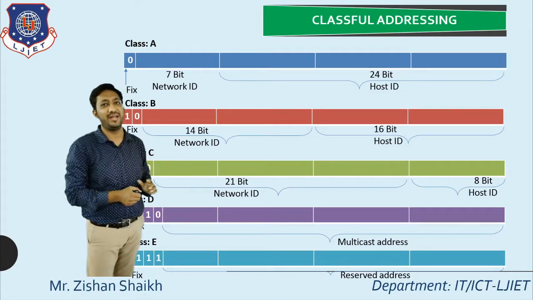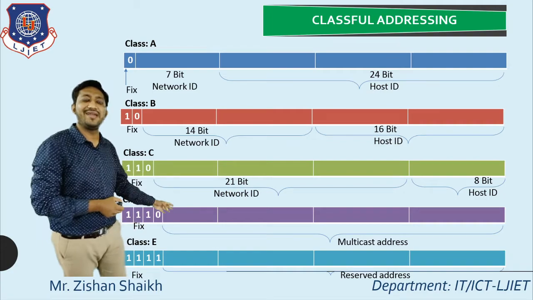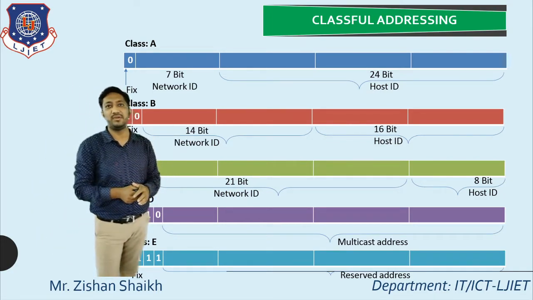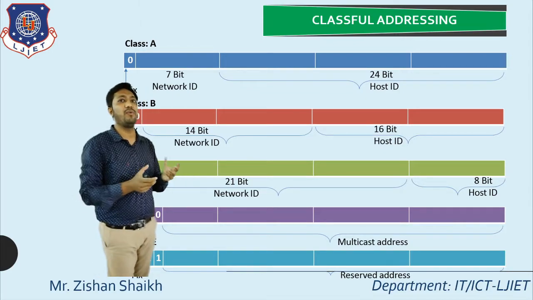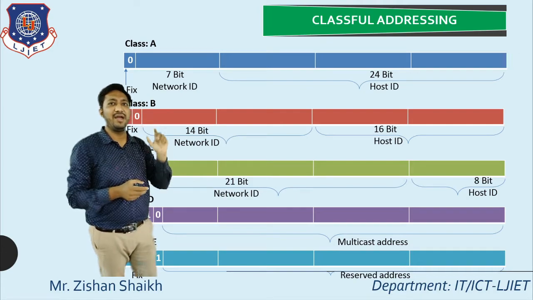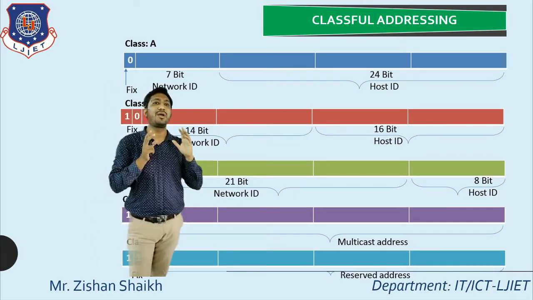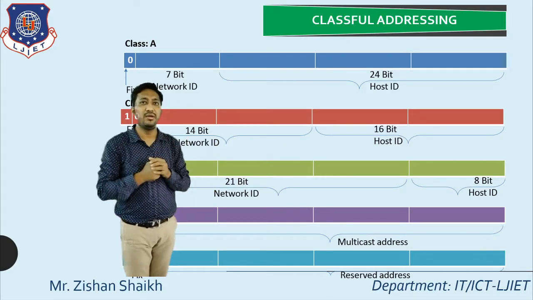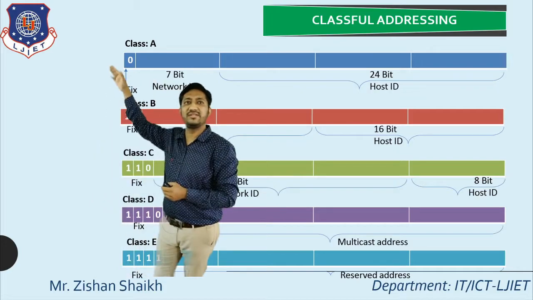Class D is used for the multicasting address range, and class E is reserved for future purposes. Now what is the next question? If I am seeing an IP address and I am saying it belongs to classful addressing, how can I know whether it belongs to class A, B, C, D or E? For that we have to understand this concept.